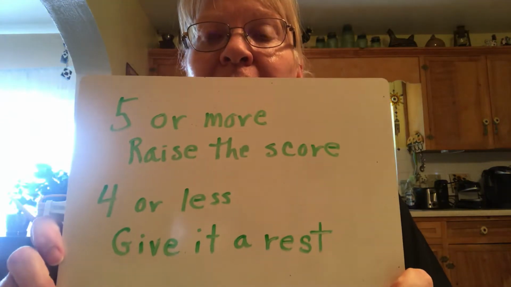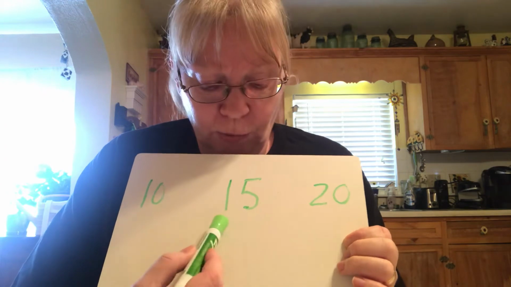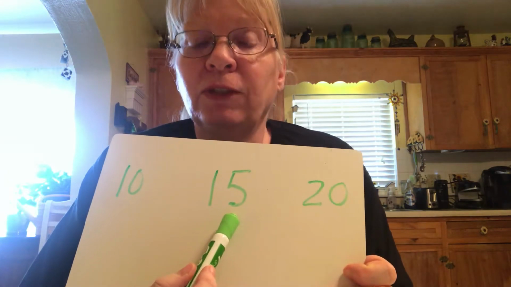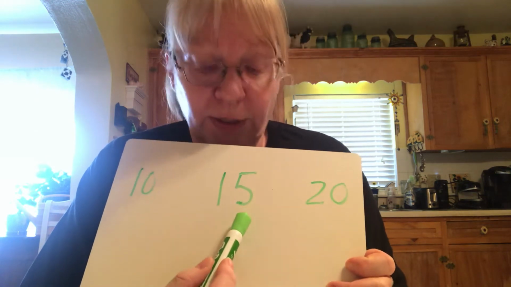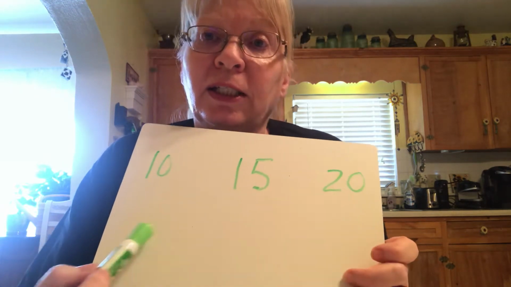There are some rules for rounding. The first one, this is the one that I have posted in the classroom, and it says, 5 or more, raise the score. 4 or less, give it a rest. What that's referring to is, if I'm rounding to the nearest 10, then I have to look to the number on the right, which is the 5. The 5 is going to tell us which number it's closer to. It said 5 or more, so this is a 5, raise the score. So that means 15 is closer to 20 than it is to 10.